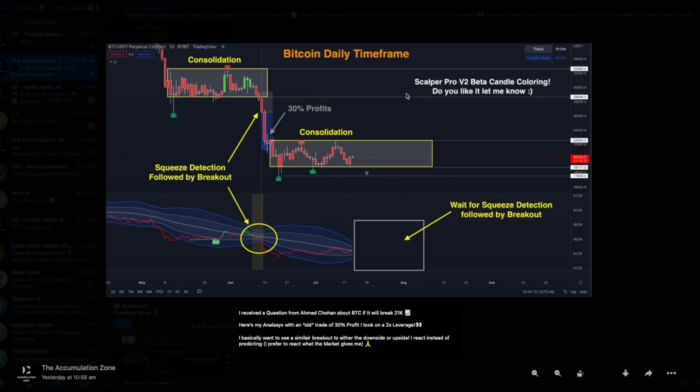It could happen to the upside, it could happen to the downside. That's what I mean. I don't try to predict what is going to happen. I react. So for example here, it could have gone either way. We could have broken out to the upside, but with all the confluence I had from the chart with price action and pattern analysis and the Scalper Pro, I was sure it's gonna break down to the downside.